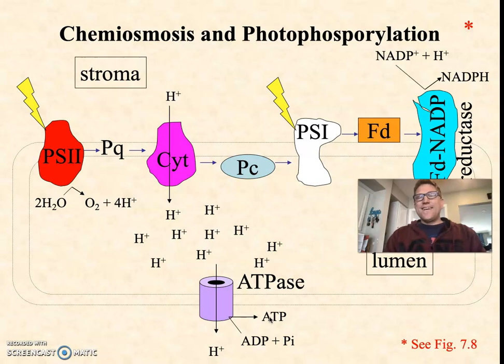So cyclic and non-cyclic are working together to make sure that there's enough ATP and NADPH to support the Calvin cycle, which is our next video. So I hope that this has been helpful. If it's confusing, if it's difficult, watch it again, pause at key places, rewind where you need to, make sure you understand this content before you then move on to the Calvin cycle.